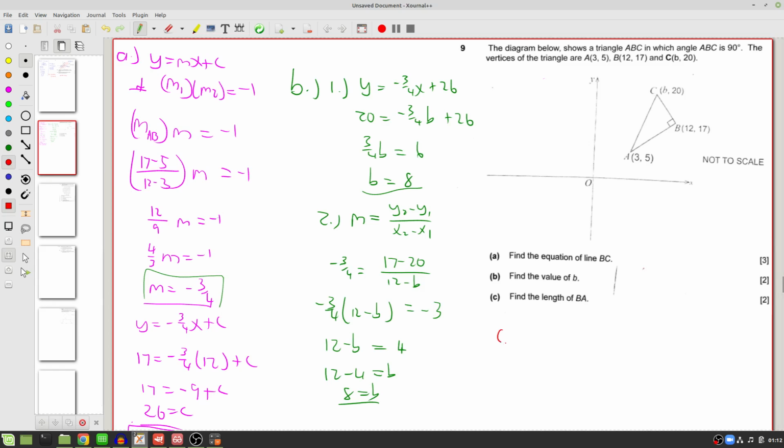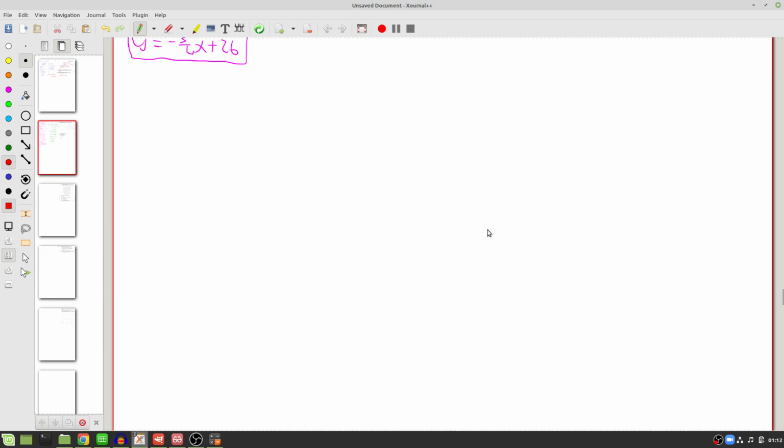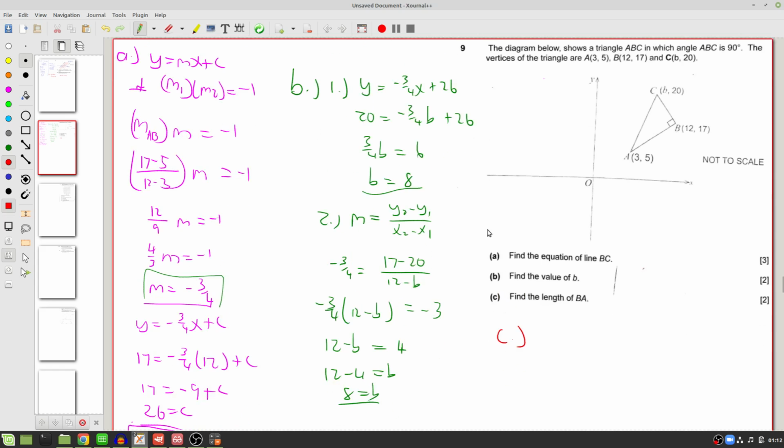Good, and then finally question C, the last one for this video, I think. Let me make sure. Yes, that's the last one for this video. Question C, find the length of BA. Okay, so the length of BA, we can just plug that straight into our length formula. Sorry for that. We can just plug these values straight into our length formula.